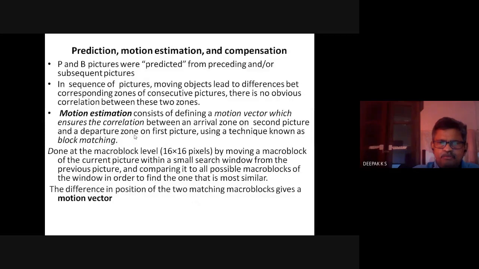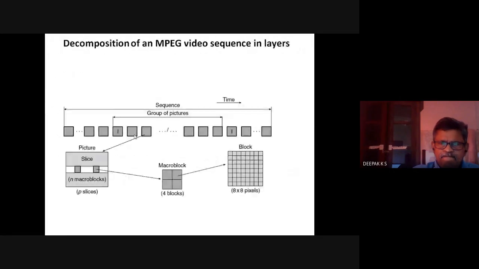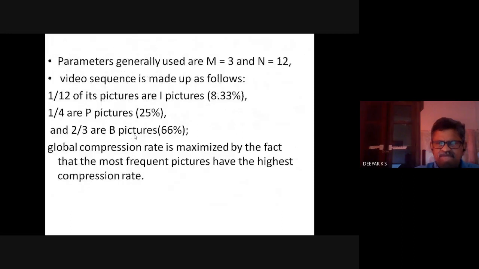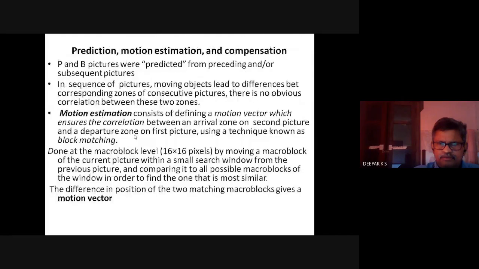Okay, we'll come to motion prediction. So prediction, motion estimation, and compensation. So P and B pictures were predicted from preceding and or subsequent pictures. B can be from preceding and subsequent pictures, and P is from preceding pictures. So they are predicted. So there is some amount of prediction.